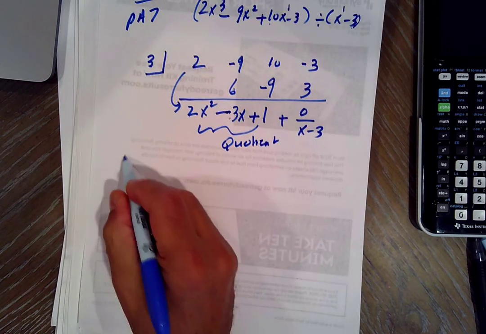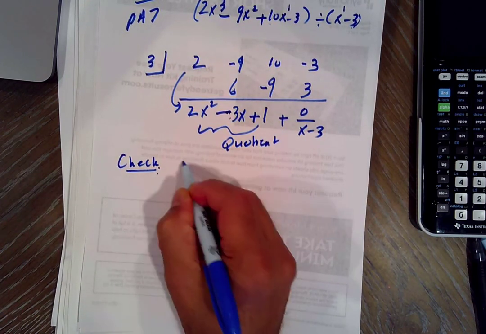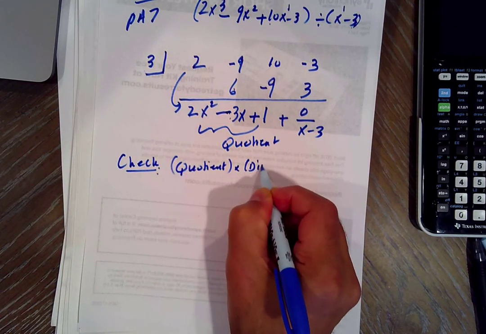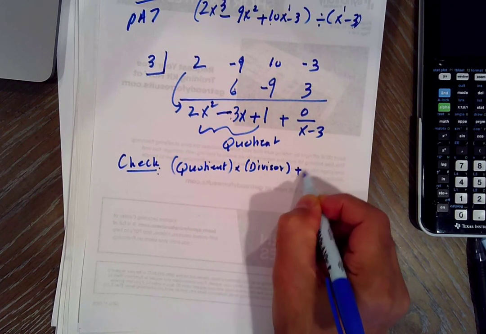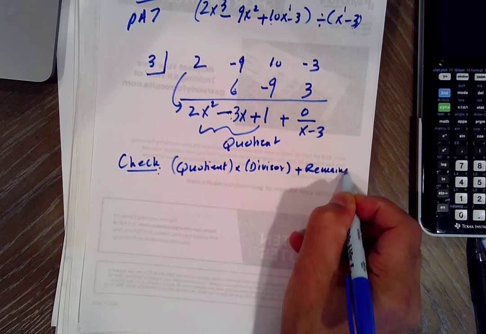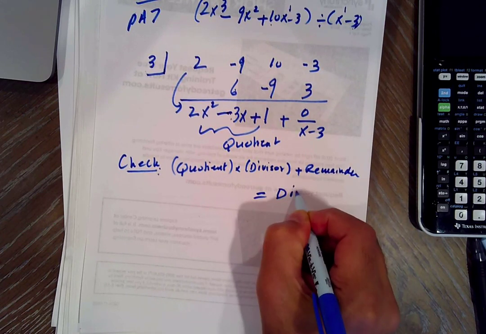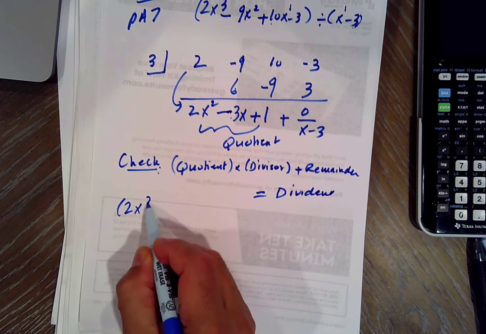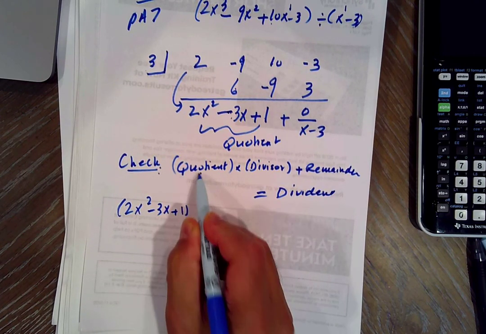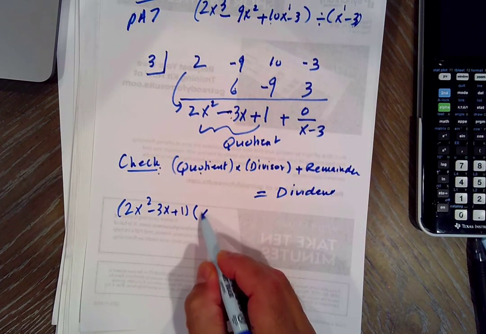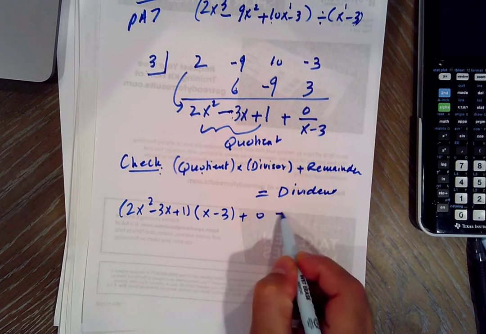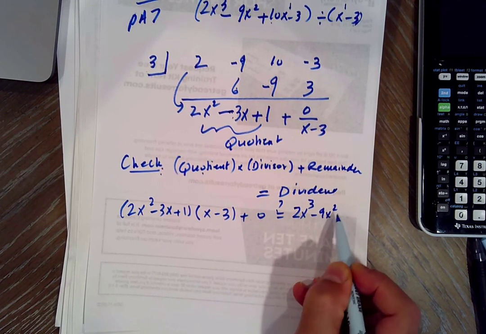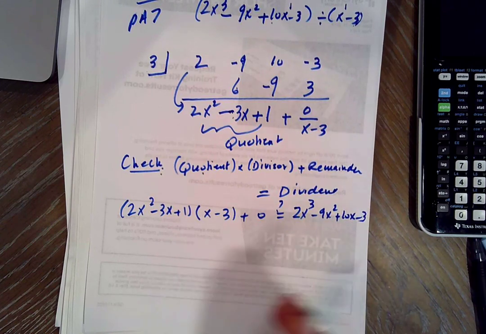Now if you want to check your answer, you do the quotient times divisor plus remainder, which should equal the dividend. So we have 2x squared minus 3x plus 1, that's the quotient. The divisor is x minus 3, plus the remainder is 0. Does that equal 2x cubed minus 9x squared plus 10x minus 3? You can check it out. Okay.